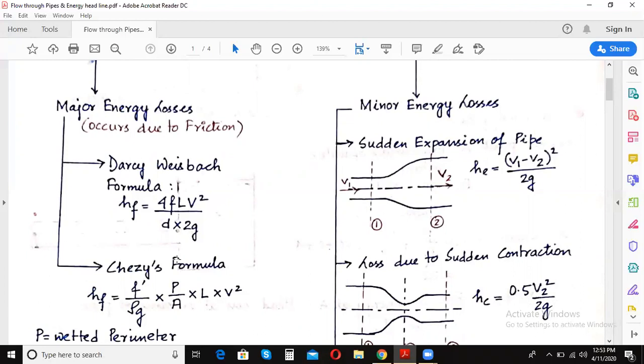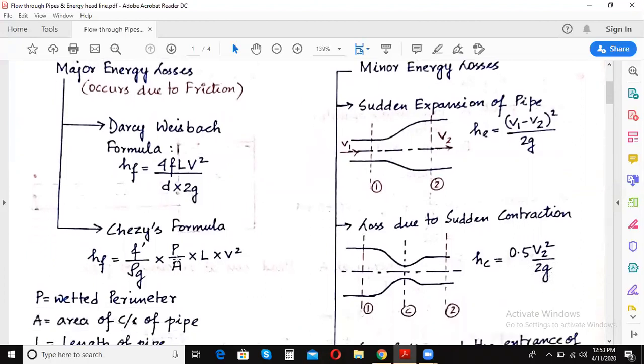Next, we have Chezy's formula for deriving the loss of head due to friction between pipe and flow. The formula is given by this, where hf is equal to f' divided by ρg into P by A into L into V². So f' again is the coefficient of friction given by Chezy, divided by ρg. So what is ρg? ρ is the density of the fluid that is flowing, and g is known to all, it is the acceleration due to gravity. Now P, what is P? P is nothing but the wetted perimeter of the pipe.